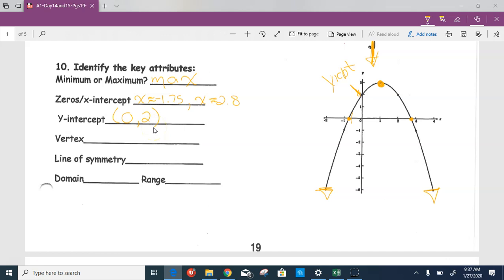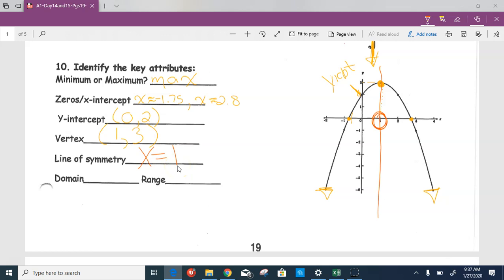Our vertex, the highest point in this graph, occurs at (1, 3). So our vertex is at (1, 3). That's the highest point. Our line of symmetry. Well, the good news is once you know your vertex, the line of symmetry goes through the vertex. So if I just drew a line going straight down the middle, I could see I have a line that crosses at x equals positive 1, because the line crosses at positive 1 on the x-axis.